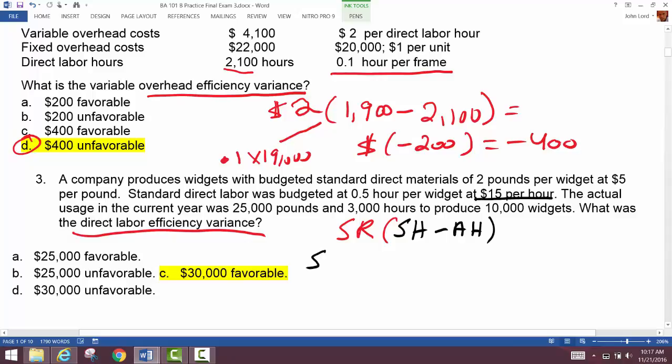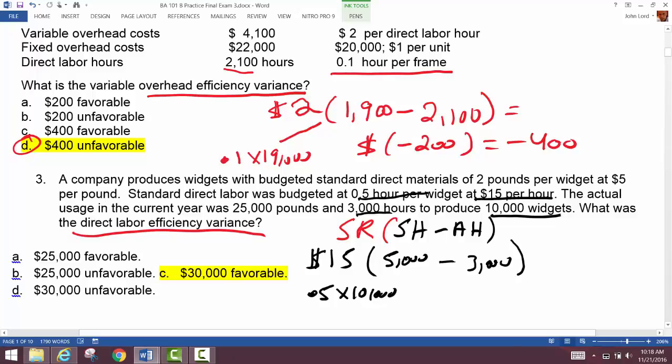Okay, so $15 per hour. And then my standard hours minus my actual hours. Actual hours is what? 3,000 actual hours. Good. Standard is what? Supposed to take me a half hour per widget. And I produced how many widgets? 10,000 widgets. So I take this 0.5 times the 10,000. What's that? 5,000?